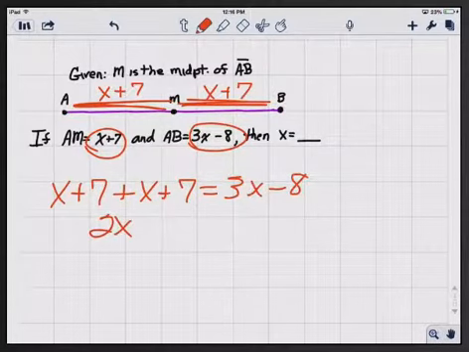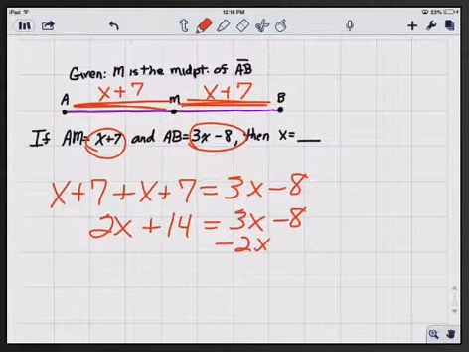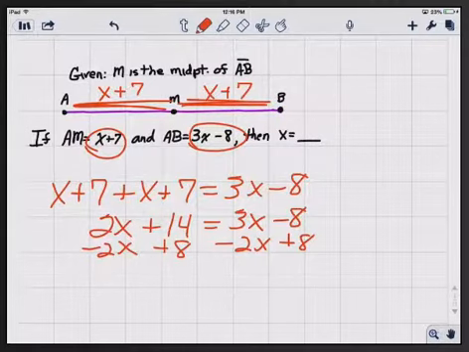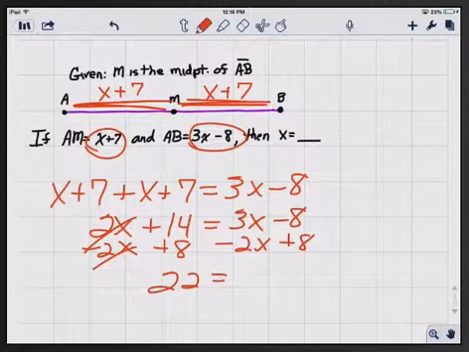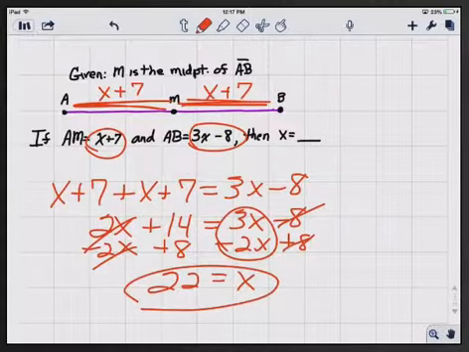1x plus 1x is 2x, 7 plus 7 is 14. So if that equals 3x minus 8, I'll subtract 2x from each side of the equation, and at the same time, or on the next step, add 8 to each side of the equation. The 2x's cancel, and we get 22 equals 3x minus 2x is equal to 1x, so simply x, and the 8's cancel, so we get x equals 22. Then you should check your answer.